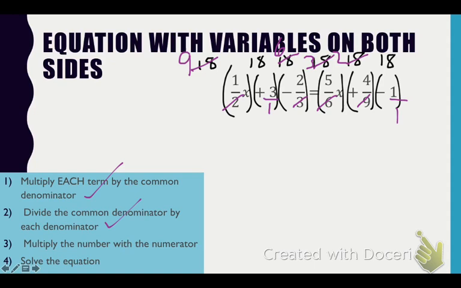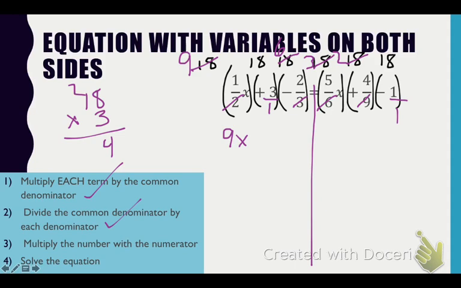So now I'm going to multiply the number with the numerator. So 9 times 1 is 9x. Let me put this down the middle. 18 times 3 is, I cannot do math in my head that easily, 54. And then 6 times 2 is 12, so minus 12, equals 3 times 5, which is 15x, 2 times 4, which is plus 8, and 18 times 1, which is minus 18.